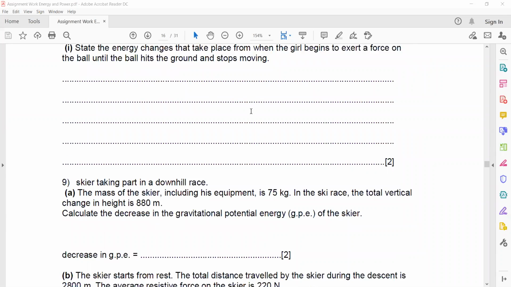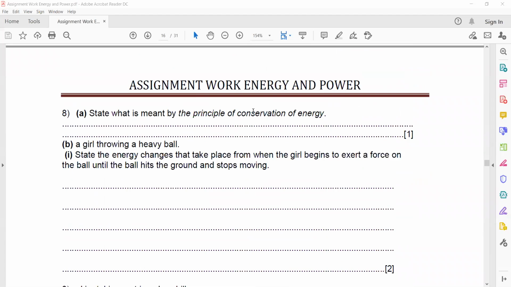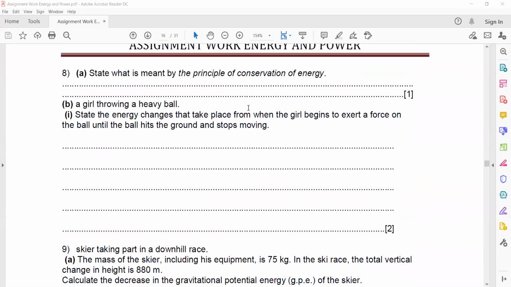Question 8. State the principle of conservation of energy. What is the principle of conservation? Energy cannot be created nor destroyed, but changes from one form to another. A girl throws a heavy ball. State the energy changes that take place from when the girl begins to exert a force on the ball until the ball hits the ground and stops moving.